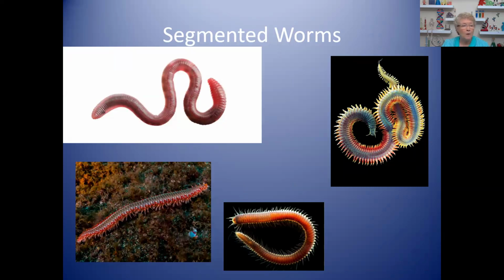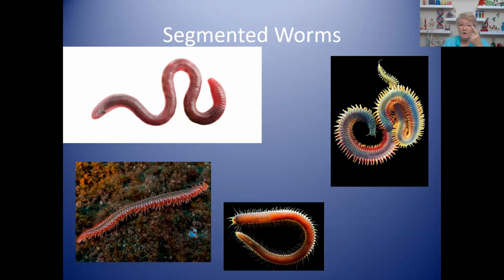The segmented worm has a body that's in segments. You can see that here, these are ones that have segments to them. Now, sometimes they have organs in every single segment, and others of these segmented worms only have organs in some of their segments. But that's what we're going to be learning about for the next week.